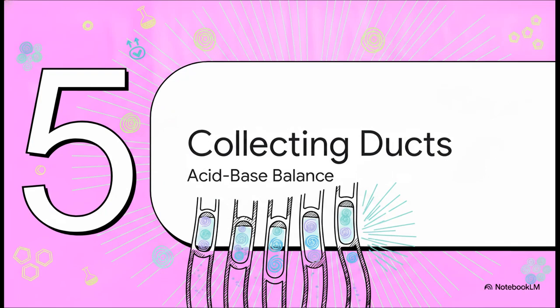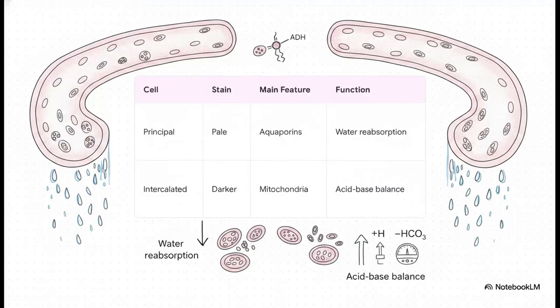Zone 5, collecting ducts and acid-base balance. The filtrate now enters the collecting ducts located in the medullary rays. You really need a solid high-yield mental model for differentiating these ducts. They basically contain two distinct cell types. The vast majority are the pale-staining principal cells. These cells sequester aquaporin channels in cytoplasmic vesicles.